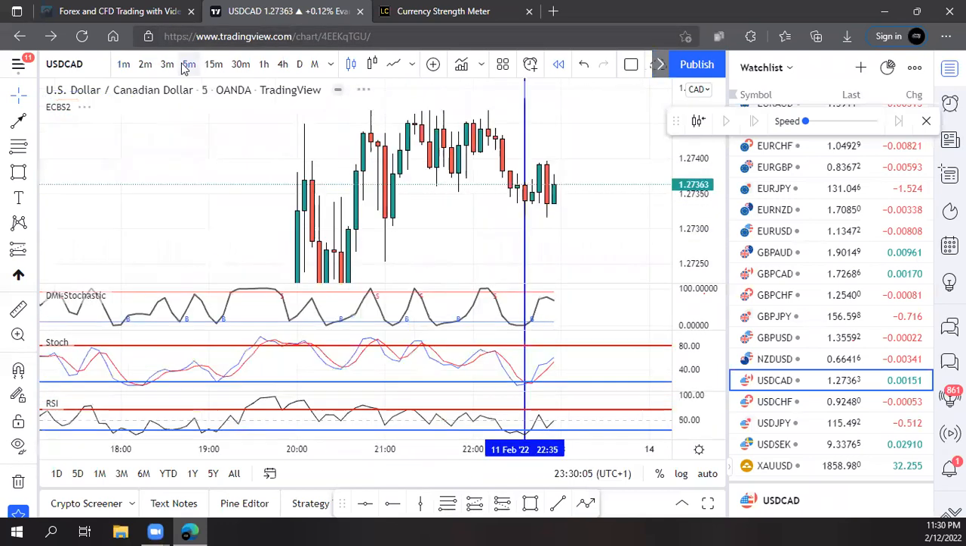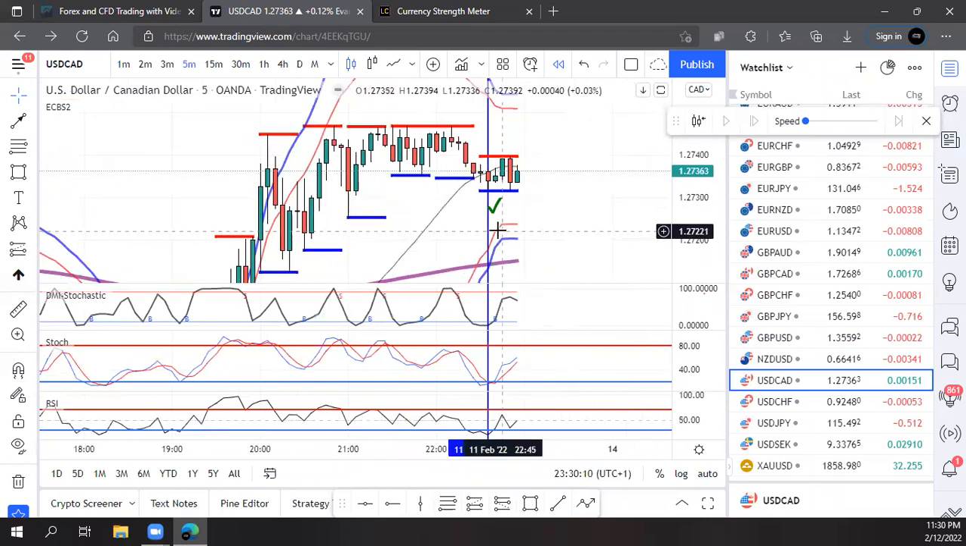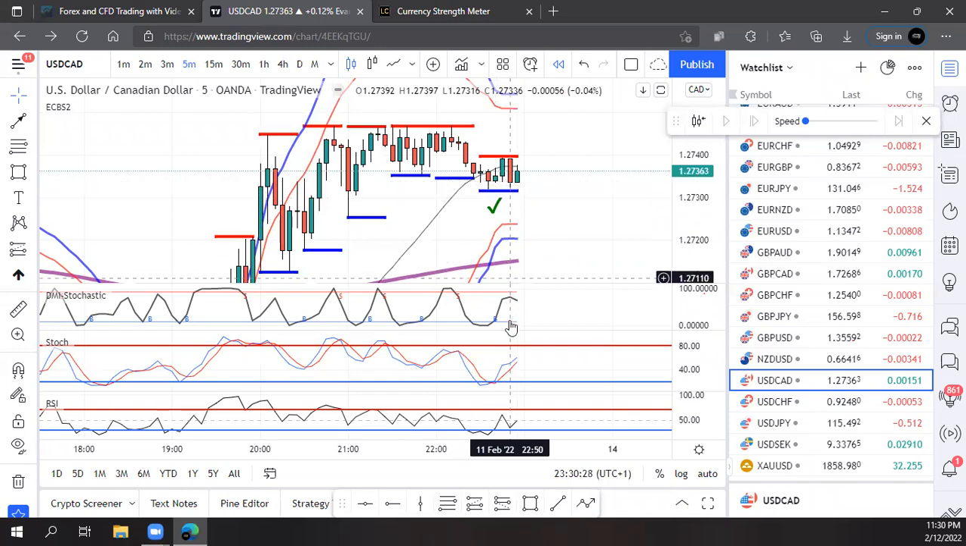But if you're looking at it on the 5 minutes, this is what you're going to see, right? We entered on this candle, but it wasn't ready, right? This market didn't actually come back to a support area until this particular candle. And at this point, the stochastic was already all the way up, right? DMI stoch was already at the top, and RSI was away from this blue area.